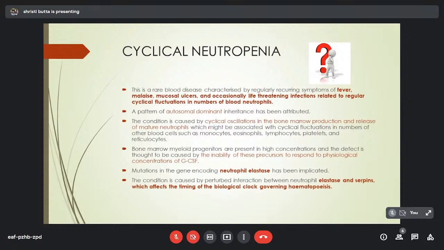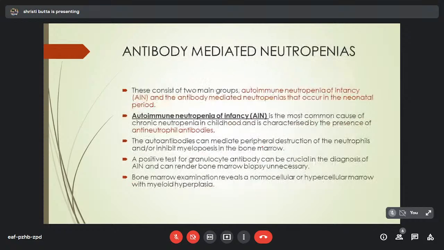The condition is, however, caused by a perturbed interaction between elastase and serpins. Now what are these serpins? Serpins are molecules which interact with the neutrophil elastase, and that affects the timing of the biological clock governing hematopoiesis. So any problem in this clock results in a cyclical oscillation of these neutrophils, and their release from the bone marrow is disturbed. Now coming to the antibody-mediated neutropenias.